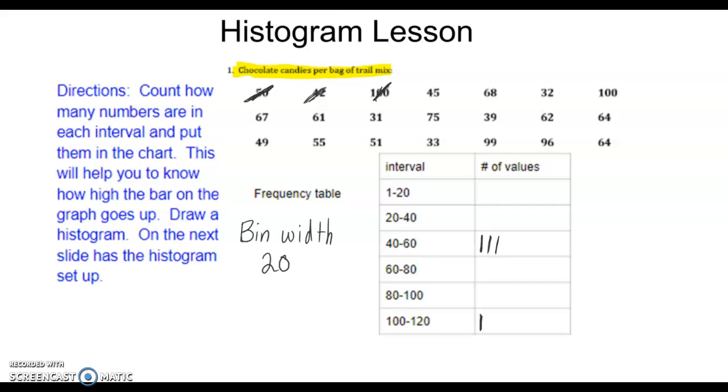Now 45, we have 68, 32. There's 100 again, so we got to make sure we stay consistent and we put that with the other one. We have 67, 61, 31, 75, 39, and we're just going to place every single number in this frequency table in order to know how many times a number occurred in that interval.